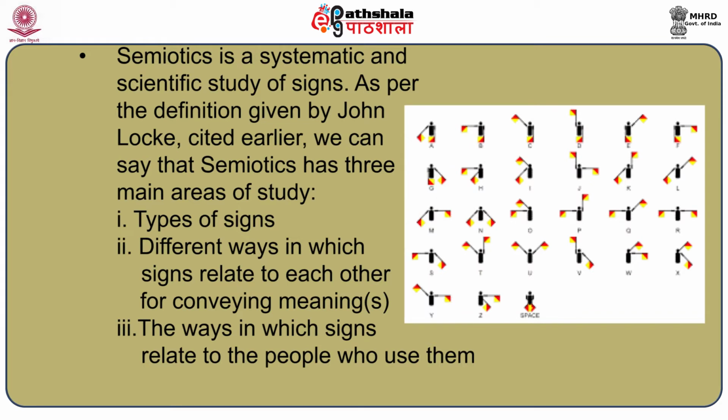As per the definition given by John Locke, cited earlier, we can say that semiotics has three main areas of study. One, types of sign. Two, different ways in which signs relate to each other for conveying meaning or meanings. Three, the ways in which signs relate to people who use them.